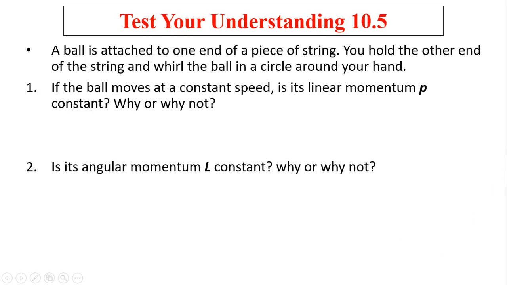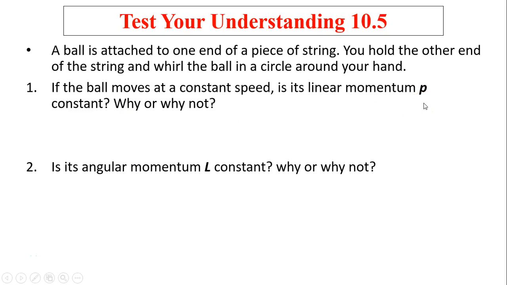Test your understanding. A ball is attached to one end of a piece of string, and you hold the other end of the string and whirl the ball in a circle around your hand. If the ball moves with constant speed, is its linear momentum p constant? Why or why not?